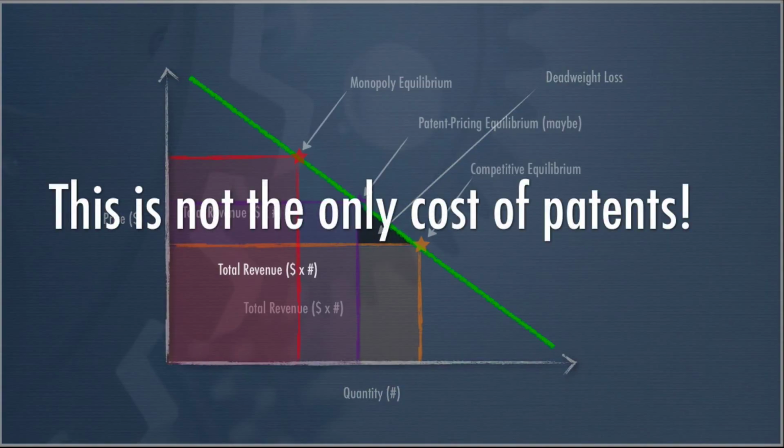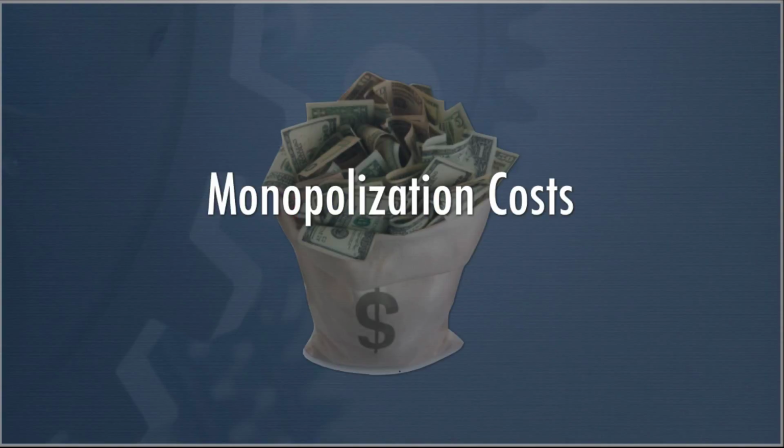But I also want to emphasize that this is not the only cost of patents. This is just one among a menu of various costs of the patent system. The monopolization costs are critical, but they're not the only thing. And in fact, a lot in the patent system tries to deal with these monopolization costs. We'll go through a lot of these this semester, but just to throw this out there.